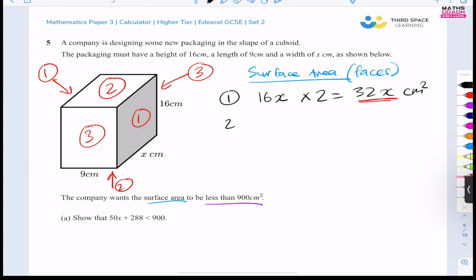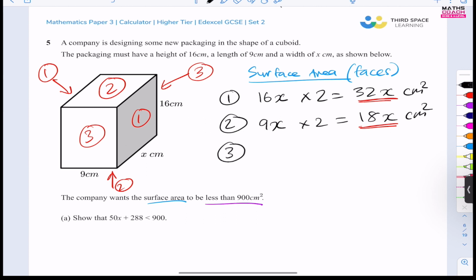Let's do the same for number 2. So number 2 was up here. So what do we know? We know this length is going to be x. We need to know what this length is, which is down here, 9. So it's going to be x times 9. So 9 times x is 9x. And we've got 2 of those, so times it by 2. So that gives us 18x centimeter squared. So that's that. Now do number 3.